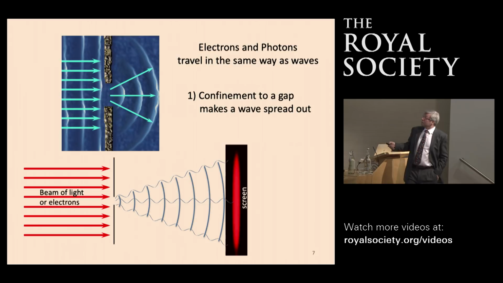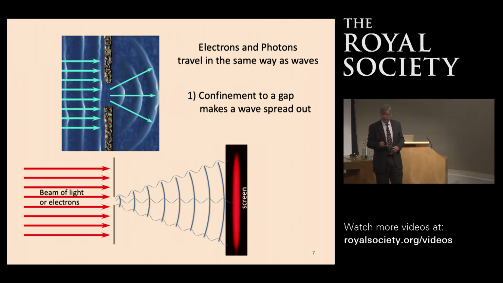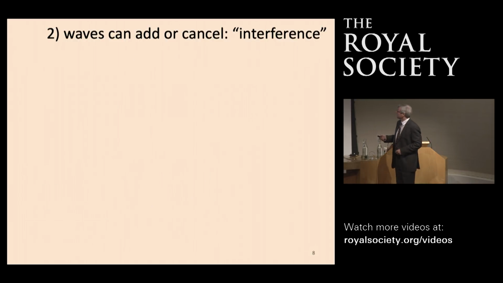Okay, so that is one property of how waves travel that I wanted to tell you about, that they spread out if you make them go through a gap. The second property is this. The waves can add or cancel, and that's called interference. That's the technical name for it. And it works like this.